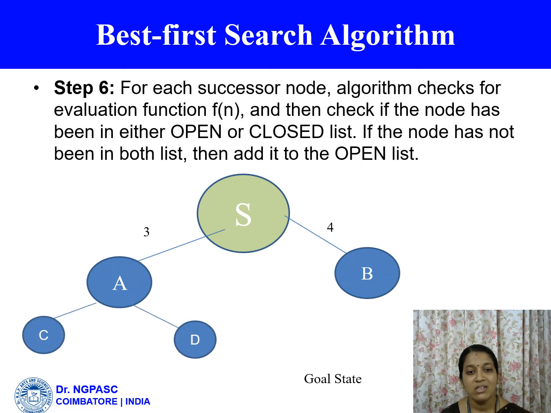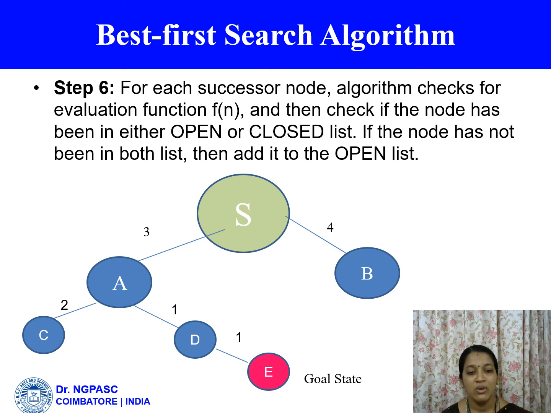Let us go for step 6. For each successor node, the algorithm checks the evaluation of n and checks whether the node is in the open or closed list. If the node has not been in either list, then it is added to the open list. So in this tree, S is my starting node. After the starting node, we check whether my node is closed or open. If my node is closed with a successor node, then we have to find out the lowest value from the starting node. Here my lowest value from the starting node is from node A, which is the lowest value of 3.